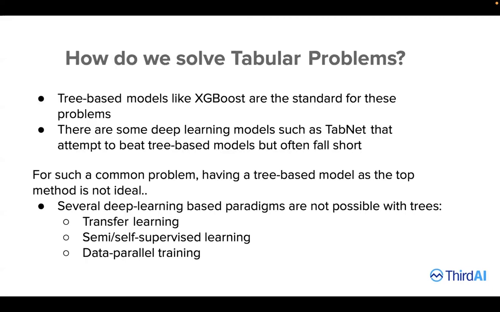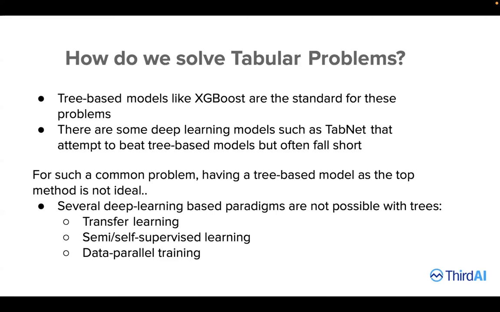But how do we go about solving these types of problems? If you're familiar with, again, the Kaggle competition scene, you'll know that tree-based models like XGBoost are the standard for these problems. You'll see these types of models at the very top of the competition leaderboards. And sometimes there are some deep learning models that also reach the top, like, for example, TabNet, that have attempted to beat these tree-based models, but in general, they often fall short. So we set the stage that for such a common problem, having a tree-based model as the top method is not ideal.